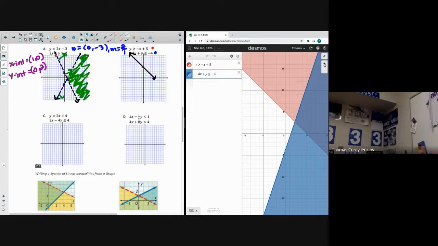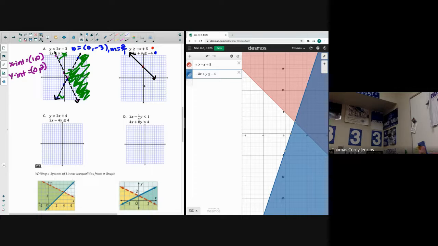So I'm going to zoom in just a little bit. It appears that it goes through 0, negative 4, and then goes up 3, right 1. So I'll just see if that works again. Up 3, right 1, up 3, right 1. So that appears to work. So I'm going to start at 0, negative 4, and I'm going to do a slope of up 3, right 1.